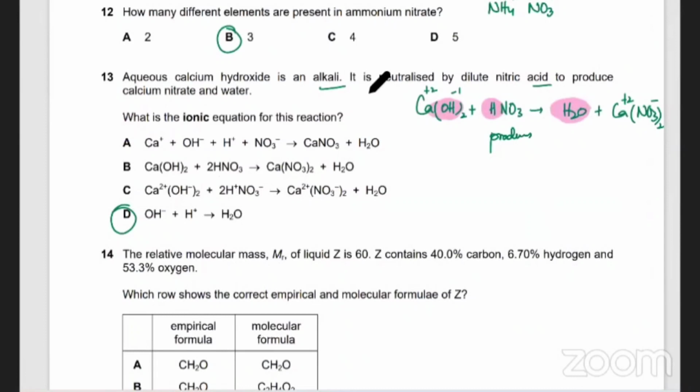Plus 2 and NO3 minus. So again H and OH combine. So what was the acid's job? It produces H plus. I mean, that's the definition of an acid. It's a proton donor, and the base or the alkali produces OH ions. Okay. So that's D as the answer. You must know this.